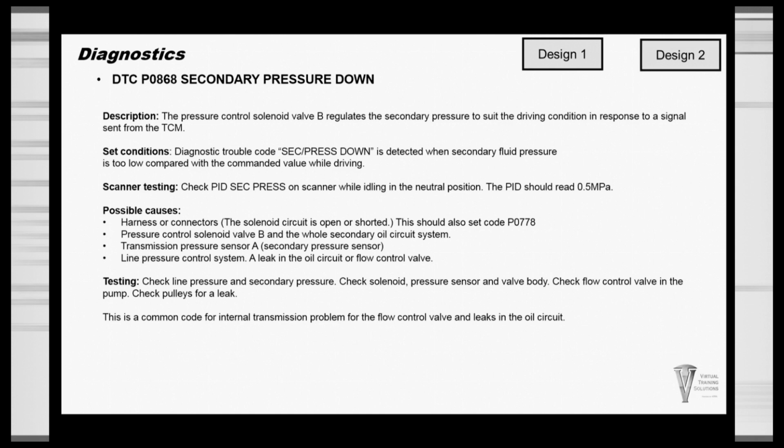P0868 secondary pressure down. This is a fairly common code for flow control valves and pulley problems. The description is: a pressure control solenoid valve B regulates solenoid secondary pressure to suit the driving conditions in response to signals sent from the TCM.